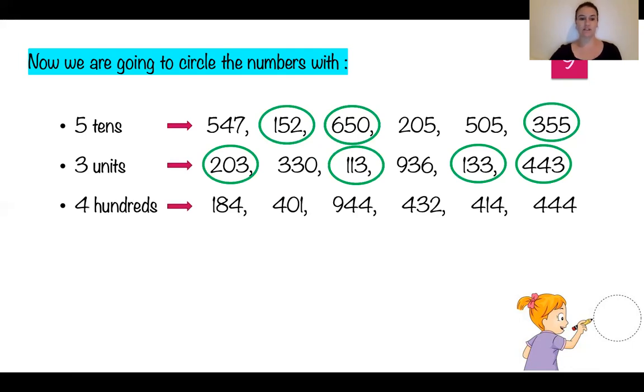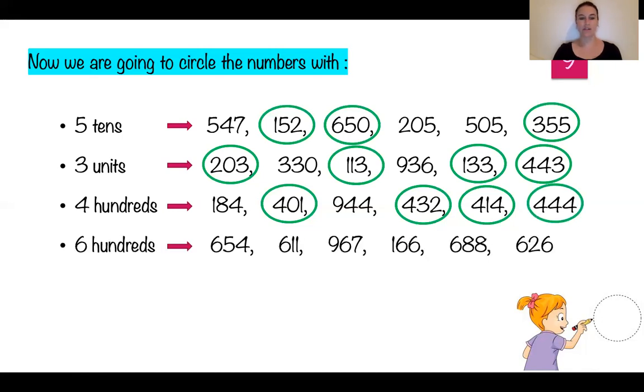Right, next we need to circle the numbers with 4 hundreds. Okay, 184. That number does not have 4 hundreds. The next number is 401. It has got 4 hundreds. The next number is 944. It doesn't have 4 hundreds. Then we look at 432. Yes. 414 also, and 444 also has got 4 hundreds, 4 tens, and 4 units.